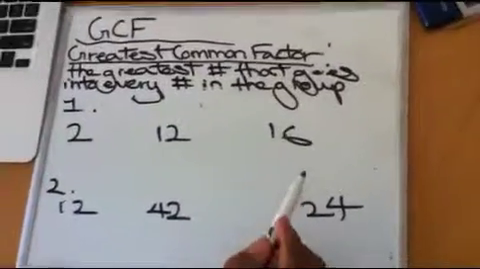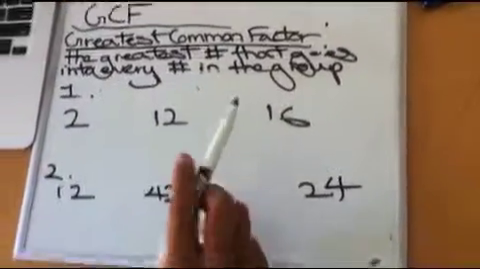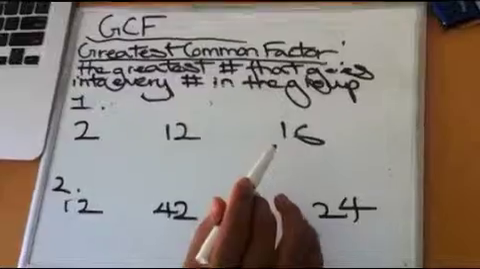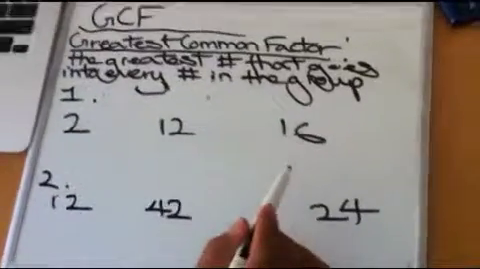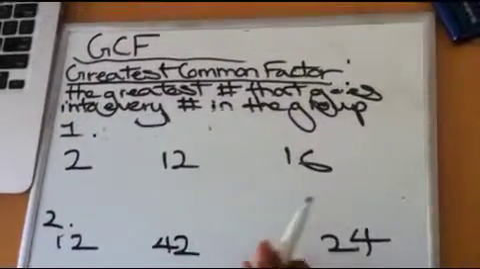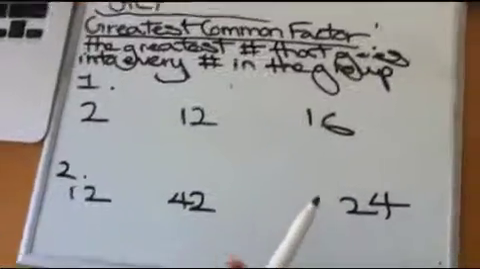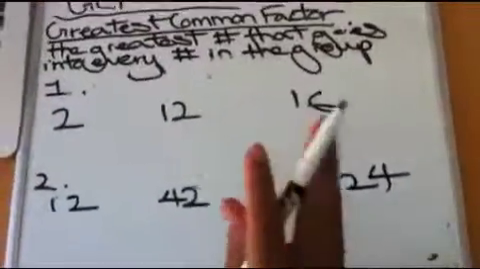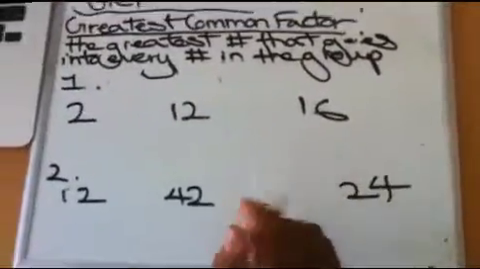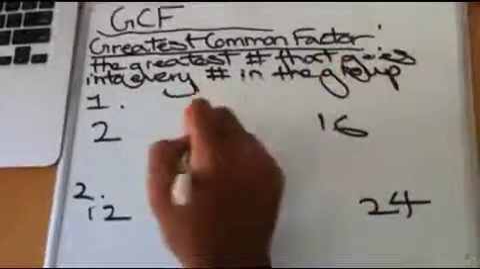Hi guys, today we'll be learning about the GCF, or the greatest common factor. So the greatest common factor is the greatest number that goes into every number in the group. I'm not going to give a lengthy explanation for this one because there's really none. You have to really do it to get it.